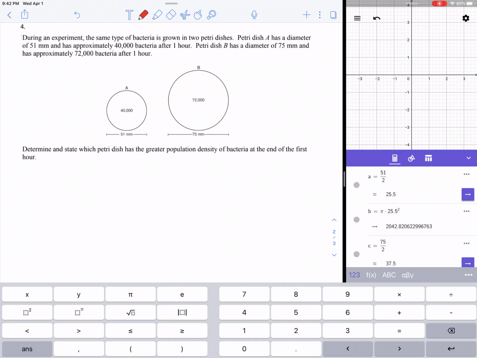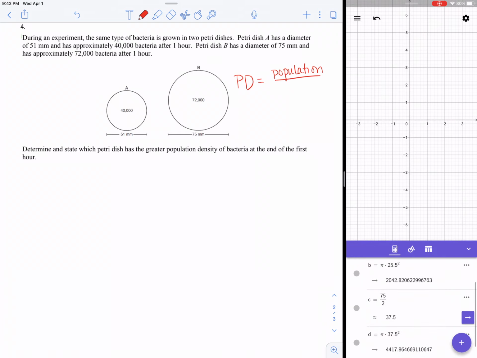Okay, now we're comparing the population density of these two petri dishes. They give us the population, how many bacteria there are after 1 hour, and the diameter of both petri dishes. So knowing that the population density is equal to the population, in this case how many bacteria, over the area, in this case square millimeters, we can compare, determine and state which petri dish has the greater population density.